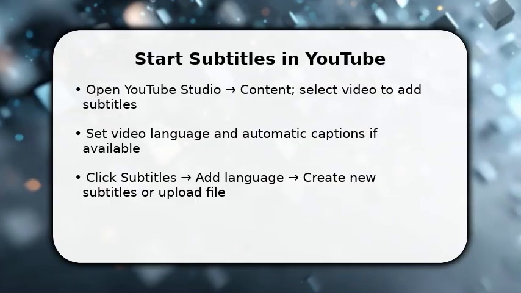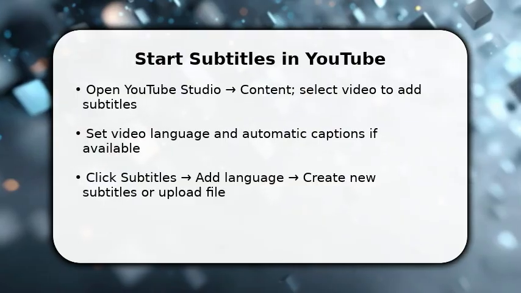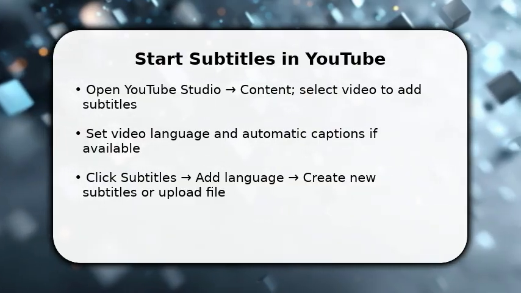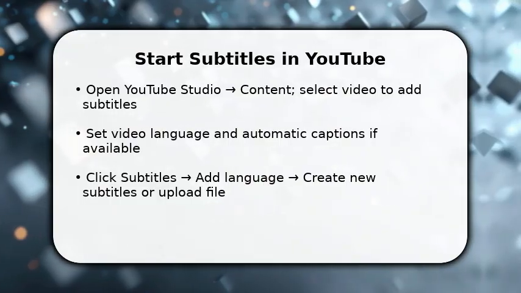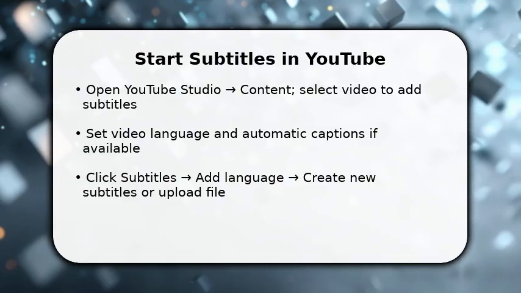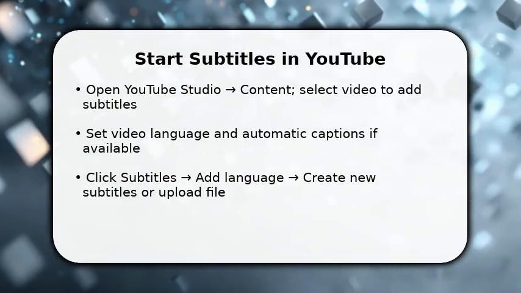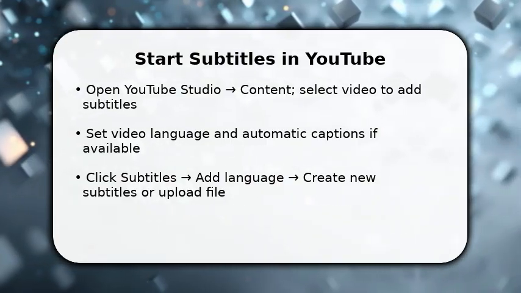You start by opening YouTube Studio and selecting the video you want to subtitle. This puts you right into the workflow. Once the video is selected, set the video language and enable automatic captions if YouTube offers them, because that gives you a draft to edit.